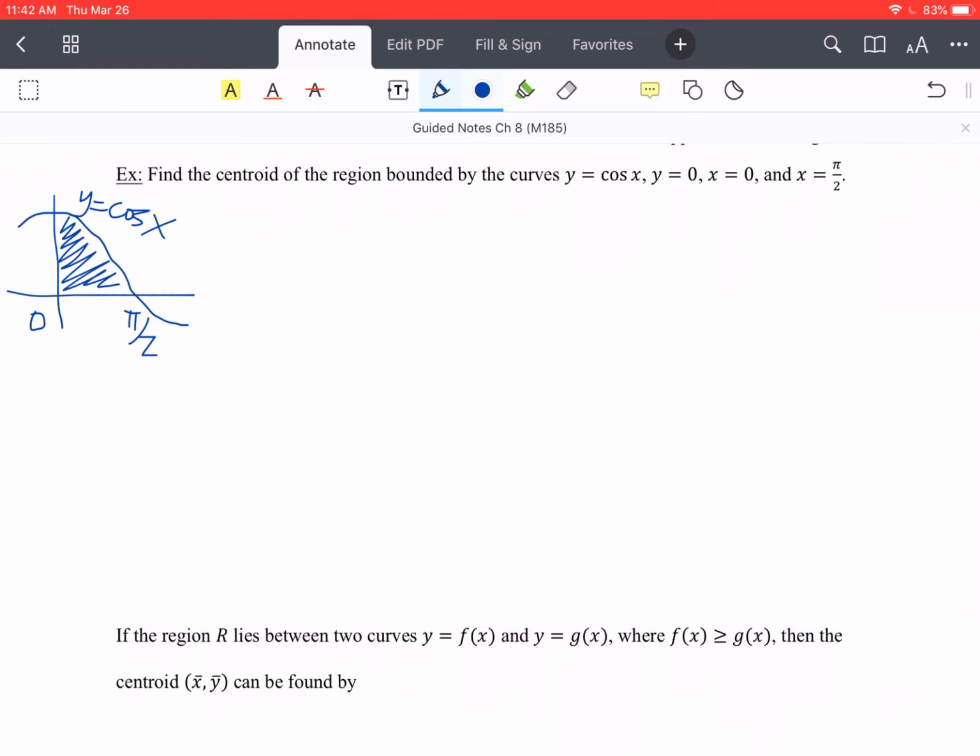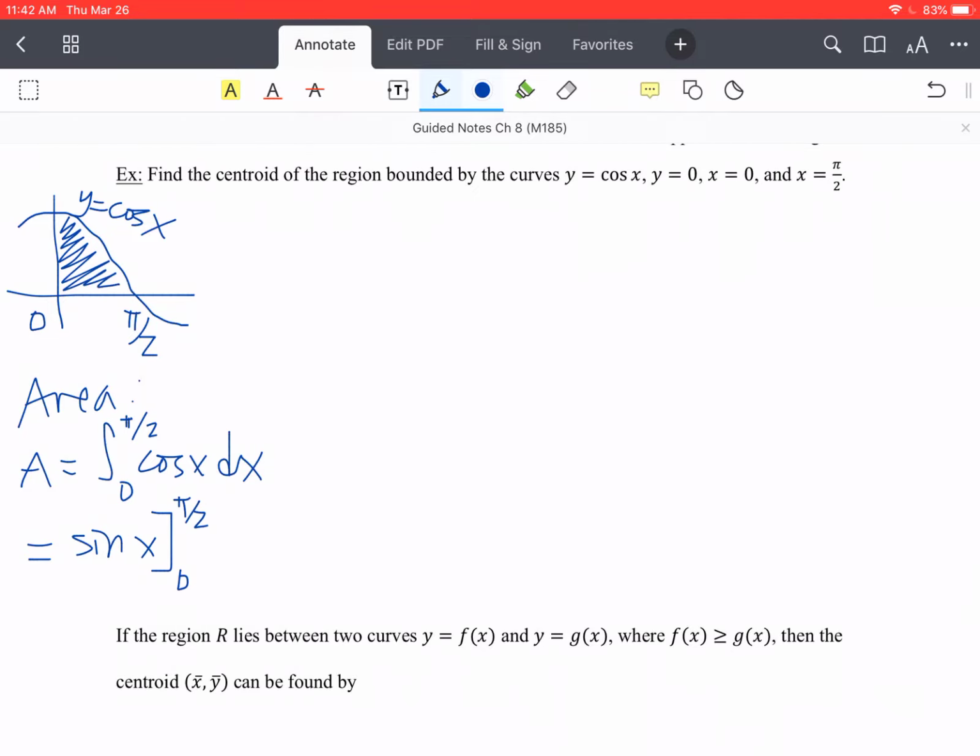So the area, because we're going to need that in order to find the centroid, is going to be the integral under the cosine curve from 0 to pi over 2 of cosine x dx. So that's just going to be sine of x evaluated from 0 to pi over 2. That's going to be 1 minus 0, which is just 1. Okay, so the area of the region is just 1. So let's keep that off to the side here.